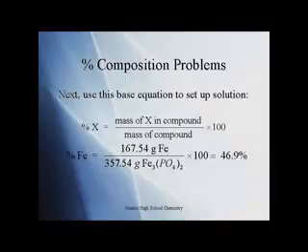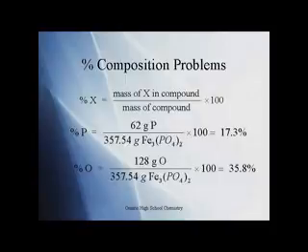The percent iron would be equal to the mass of iron in the compound, which is 167.54 grams of iron, divided by the molar mass, 357.54 grams of iron(II) phosphate, and then we'll multiply that times 100 to get 46.9%. So the percent iron in the compound is 46.9% by mass.